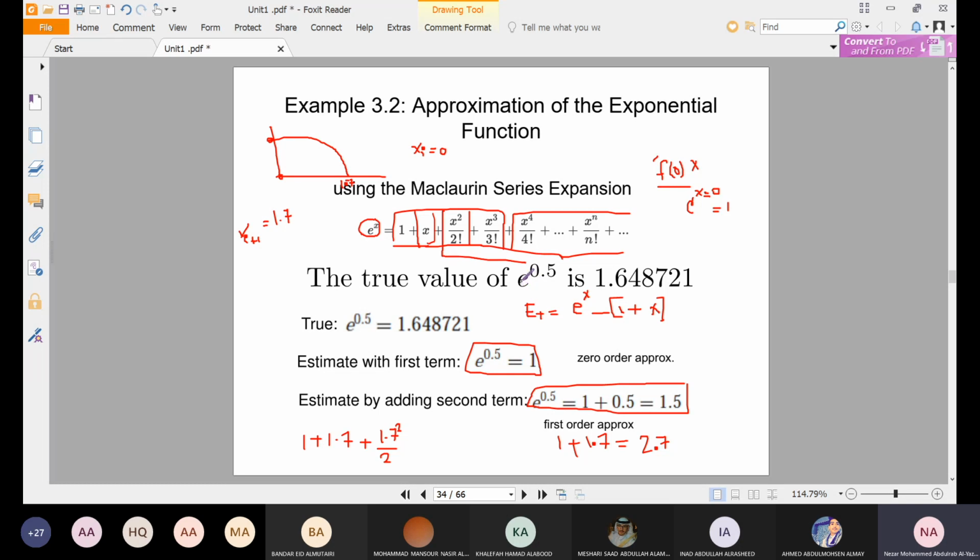So that means if we increase the terms, we will be close to the exact solution. Okay, so in this case the error will decrease.